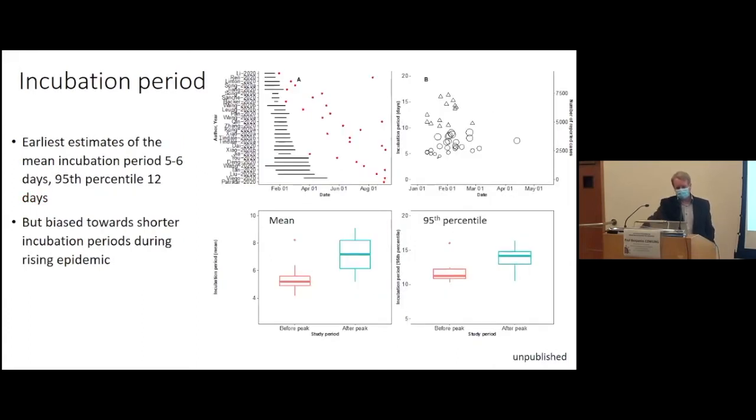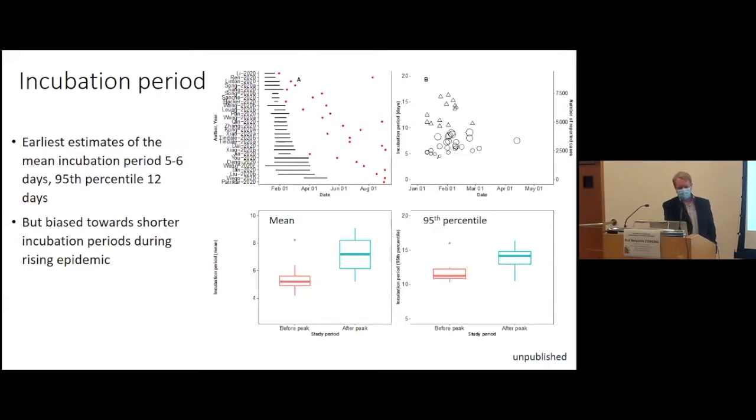One of the other estimates in that paper, which was quite important, shown at the top of the forest plot on this slide, is the incubation period distribution. That's important to us in Hong Kong because of our quarantine period. We estimated the incubation period was about 5 to 6 days, and the 95th percentile was about 12 days.